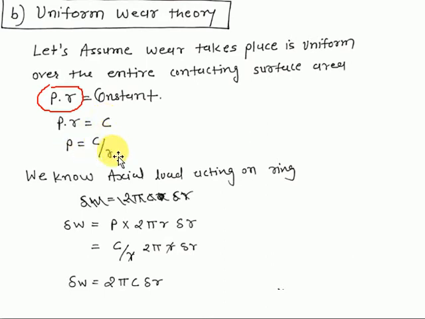Now put this value of P into the axial load, delta W, that we have seen. Delta W is the horizontal axial load. So P into 2 pi R delta R, and instead of P we can put C upon R, 2 pi R delta R. So R and R will cancel, and delta W is equal to 2 pi C delta R. Hope you can understand these things.